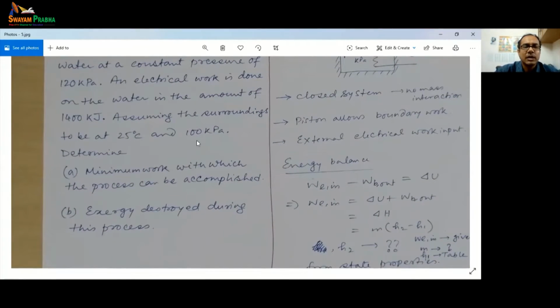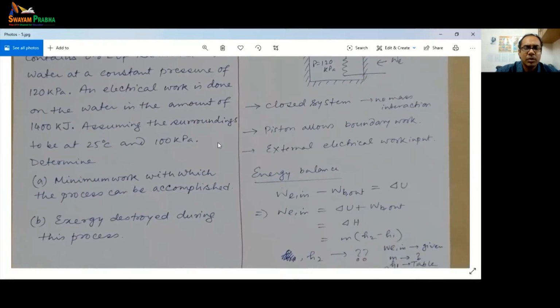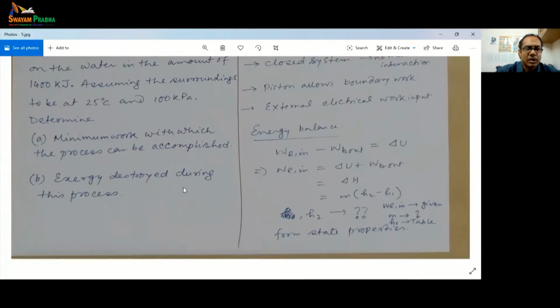Assuming the surroundings to be at 25 degrees centigrade and at 100 kilopascal, determine the minimum work with which the process can be accomplished. Again from the entropy chapter, you know minimum work is meant when the process is reversible. So that's the condition of minimum work.